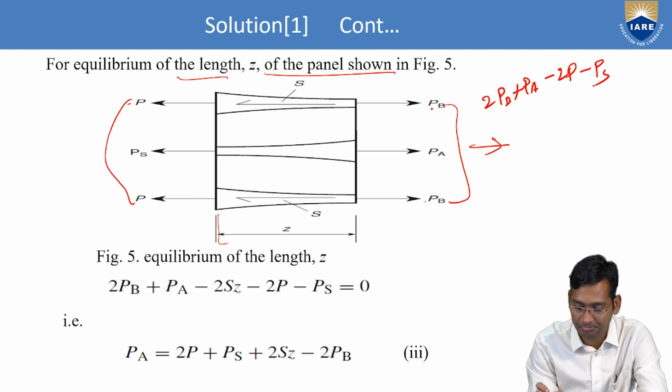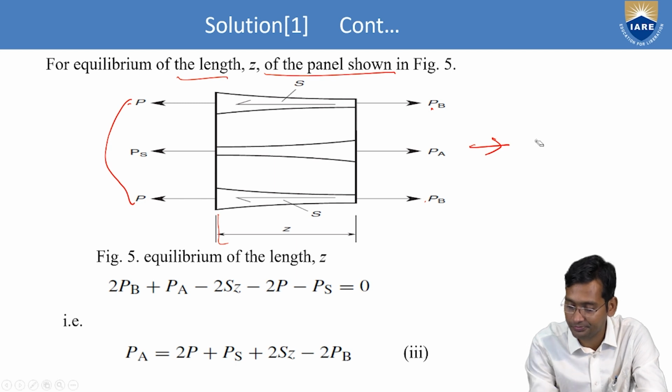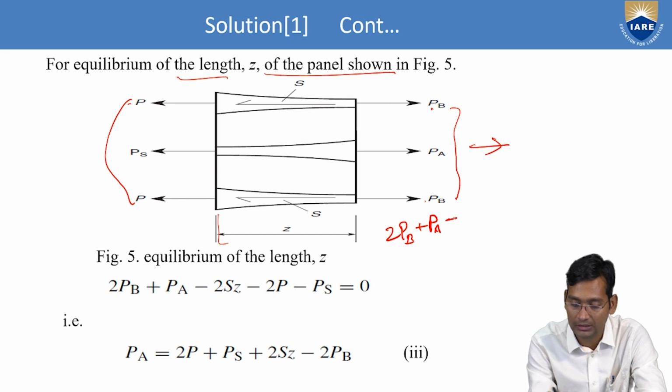And now this S is acting in this direction. So S and S, that is 2S. So for this S into Z, let me write here. For these two, 2PB plus PA, this side. Now minus 2P minus PS, this force.